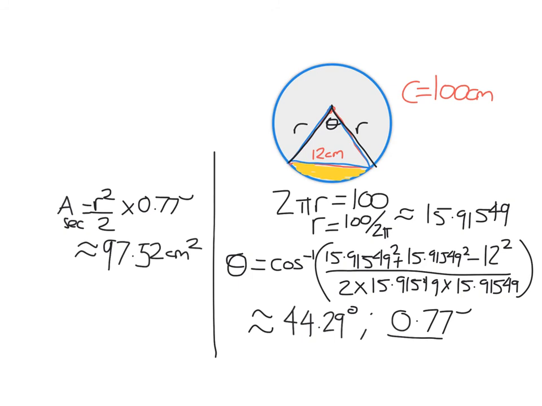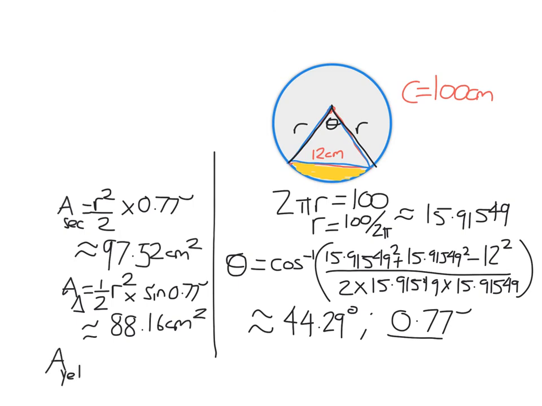Now, the area of the triangle. We're not going to do this any differently than we have done before. The area of the triangle is going to be a half times r times r, so I'm just going to write a half times r squared instead of writing this out twice, times sine of the angle between them. So, of course, I'm just going to write it as sine 0.77 radians. My calculator must be in radians because I'm using radians here. Putting that on my calculator, I get an answer of around 88.16 centimeters squared.